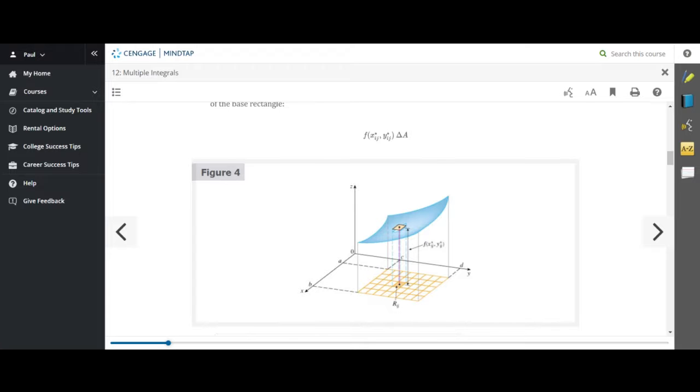The function value gives you the height. Delta A would be an area. If you take height times area, what do you get? You get volume. Good, Hunu. Good, Ellie. You get volume.